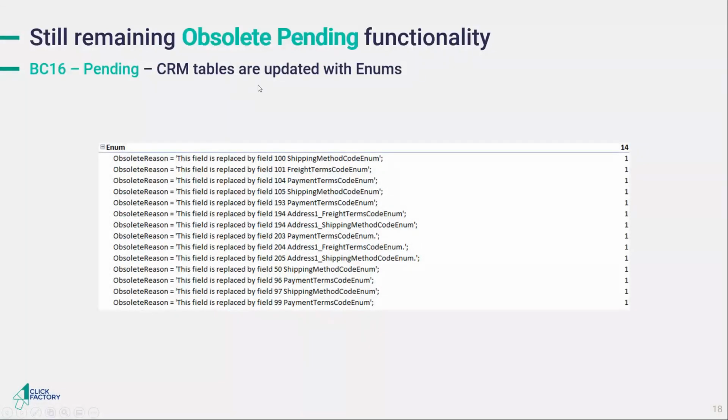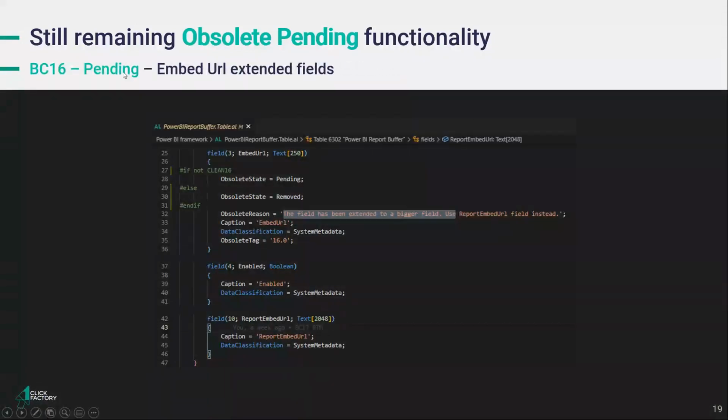CRM tables were updated with enums, a lot of them, so many option fields replaced by enum fields. And again, from Business Central 16, it's still pending and it's not removed. Same with the embed URL expansion. As you see, there is a field 10 with 2000 text length, but the still embed URL text of 250 still exists. And again, as you see, the clean 16 preprocessor can be used to remove this leftover.